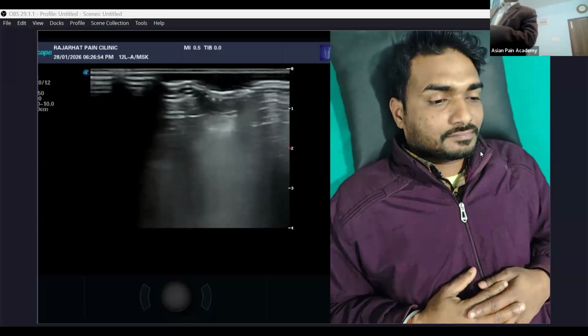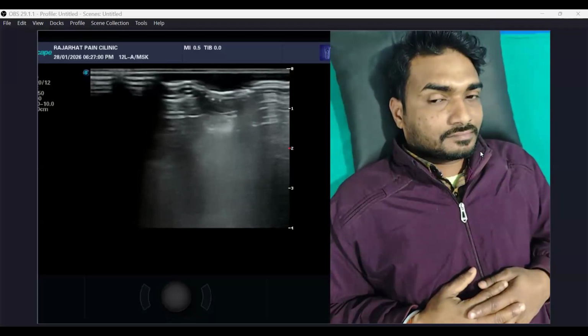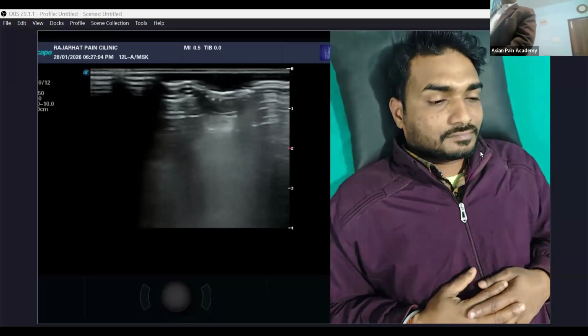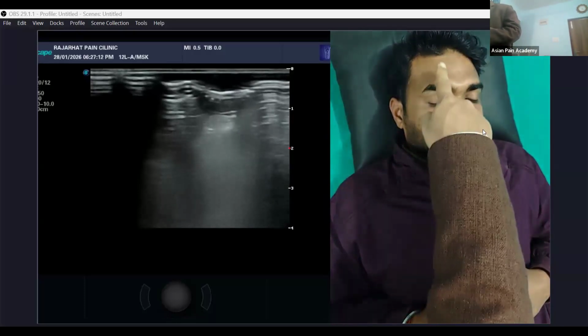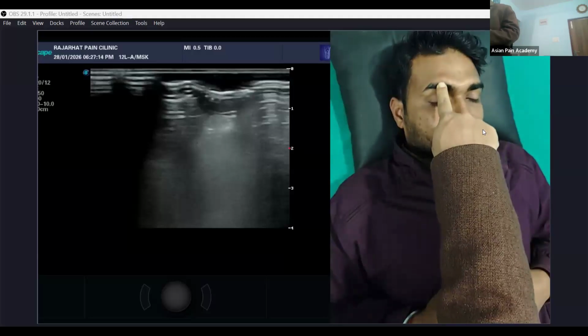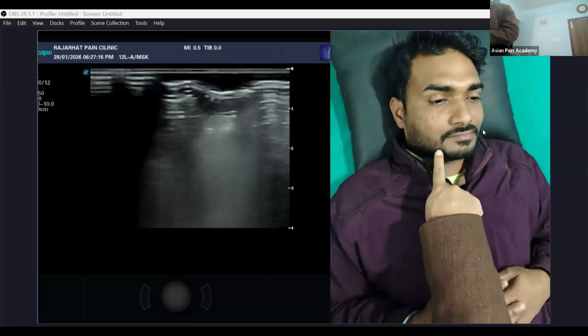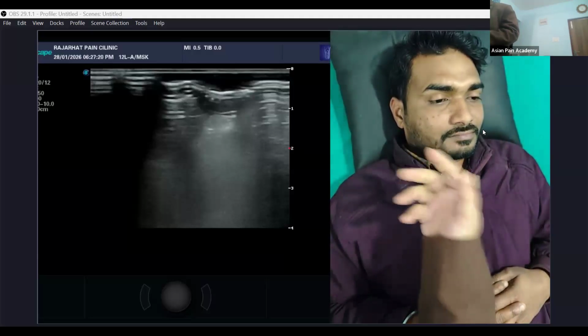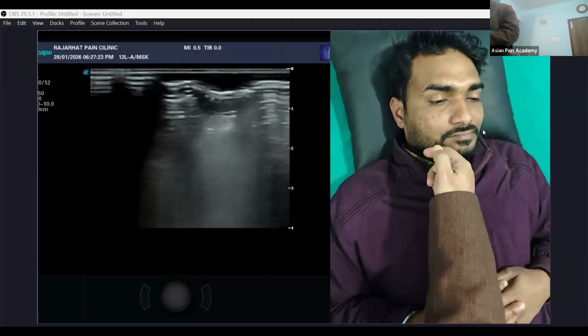I think you all can see the screen, isn't it? Yes, sir, the screen is seen. So first I will search for the supraorbital nerve. Supraorbital, infraorbital, and mental nerve are in one line only. Supraorbital I will search here, infraorbital here, and mental in this area, against the second premolar tooth.